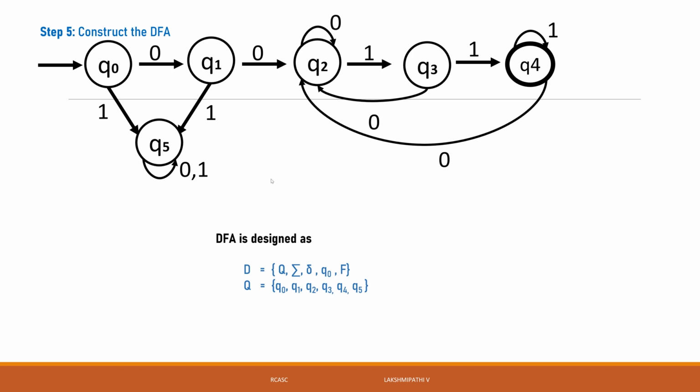What are the states in the DFA? That is what we need to write. Q0, Q1, Q2, Q3, Q4, Q5 are the states. Then sigma is the input symbols. What are the input symbols? Here only 0 comma 1, which we took in the beginning.